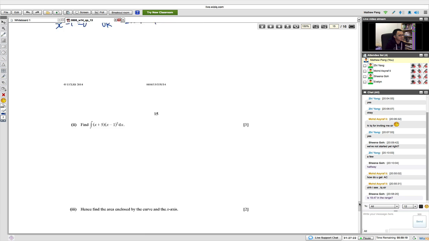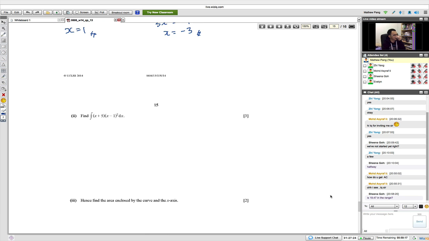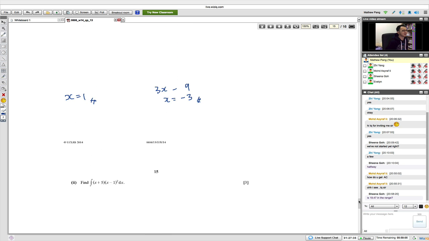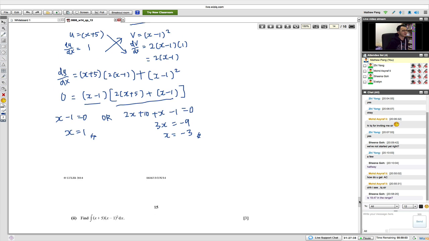Then the second one, he asks you to integrate this one. Okay, just integrate then. In order to integrate this one, it will be very, very big. Okay, let me see. Do we need to use the previous one? Okay, if I use the dy dx to integrate, it might not be possible. So I will just integrate as a normal question.